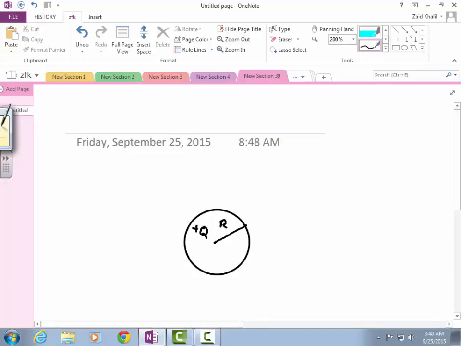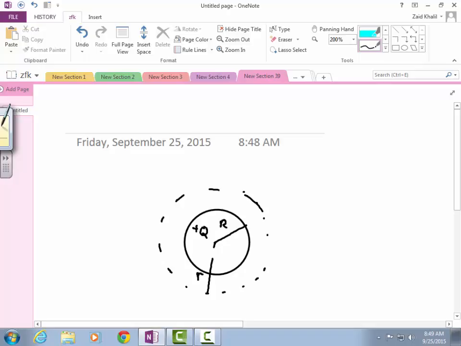I draw a Gaussian surface. And where do I want to evaluate the electric field? Outside first. So I draw a Gaussian surface that encloses the entire charge. Well, what would enclose the entire charge? The sphere, that's right. And that's supposed to be a sphere. And what's its radius? Little r.